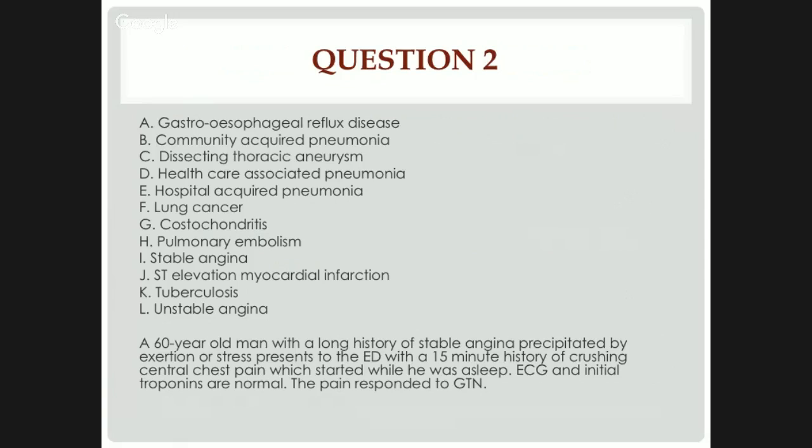But all right, you pretty much answered this. So actually, you didn't answer this one at all. So 60-year-old man with long history of stable angina precipitated by exertion or stress presents to the ED with a 15-minute history of crushing central chest pain, which started while he was asleep. ECG and initial troponins were normal, and the pain responded to GTN. So I'm thinking stable angina. Good. Yeah, good.